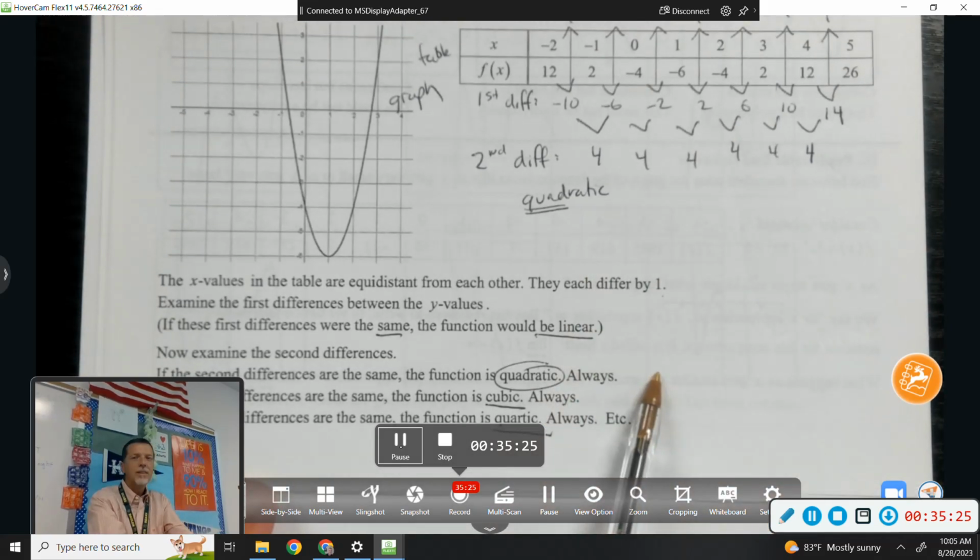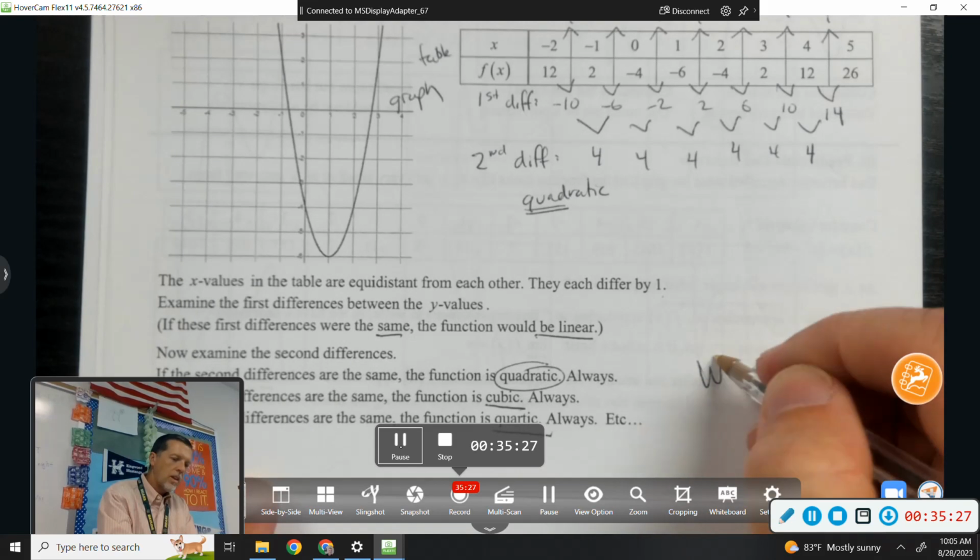All right, worksheet number next 2, I think. Yes.